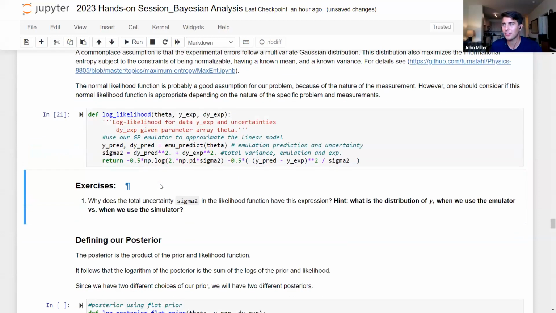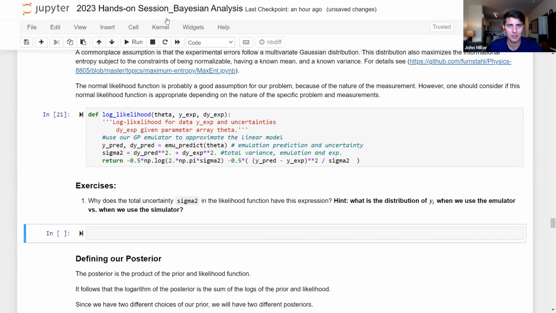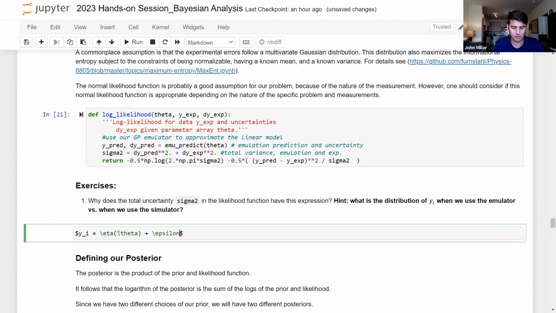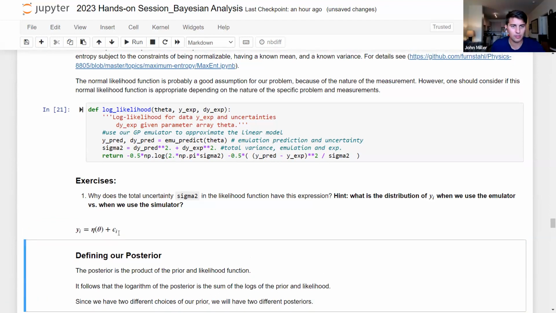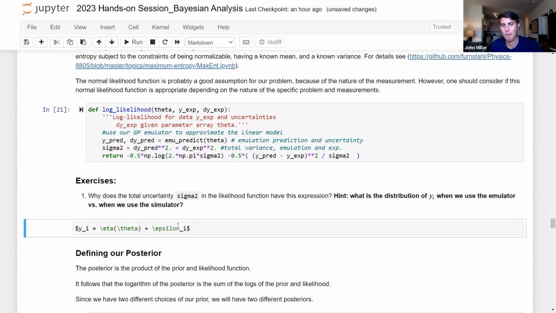And the important question to ask is, why does the variance in our likelihood have this particular form? Well, I'll type it out to mark down. What we're assuming is that y_i is equal to eta of theta plus epsilon. This is what we're assuming our noise model is, right?